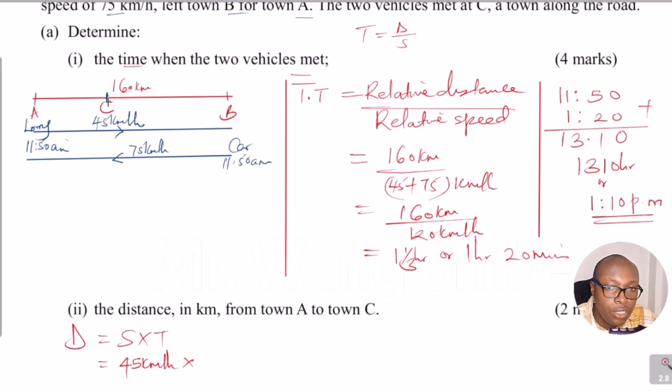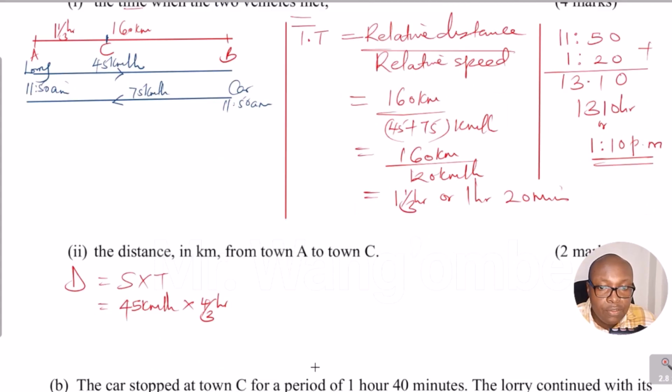C is the meeting point, and you have already calculated the time taken to meet. The time here is 1 1/3 hours. So within 1 1/3 hours, what distance was covered there? So 1 1/3 hours, you can write that as 4/3 hours.